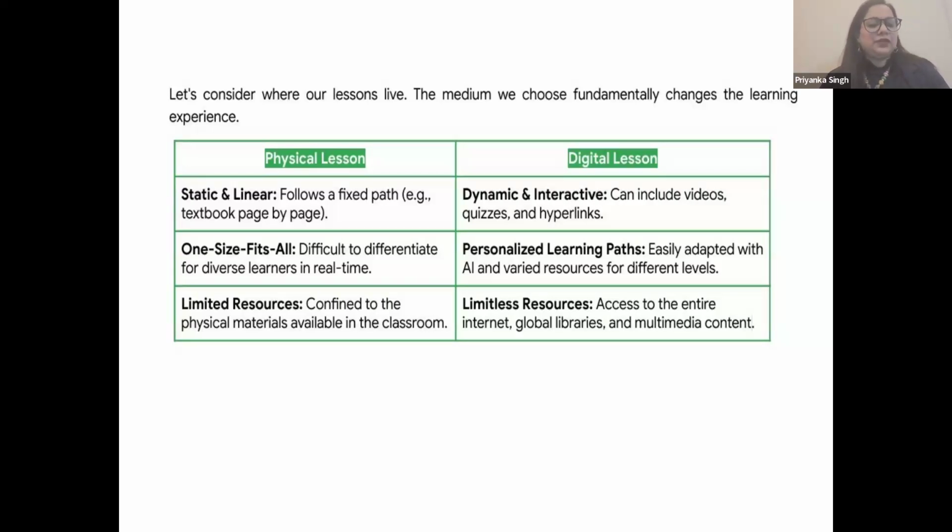In a physical lesson plan, the resources are limited. They are confined to the physical materials available in the classroom only. You can at most refer to your books, your board, your notebooks, your pen and paper, drawings, that's it. But what about when you have your entire internet with you, your global libraries, your multimedia content?